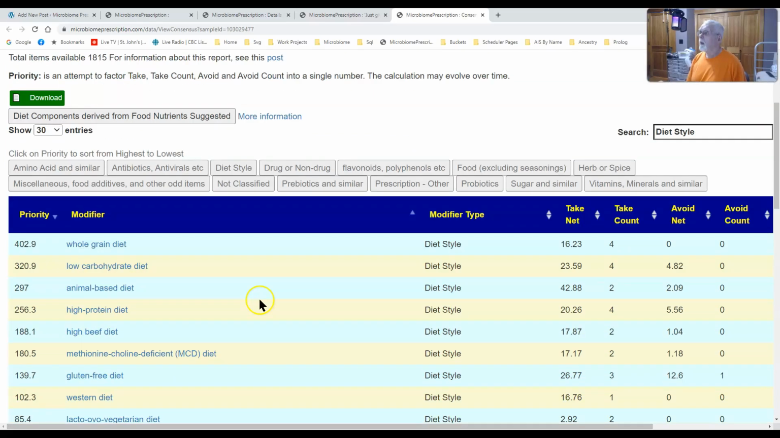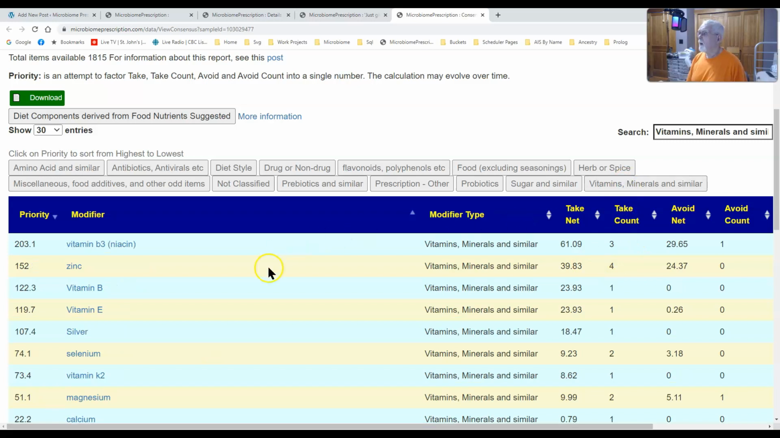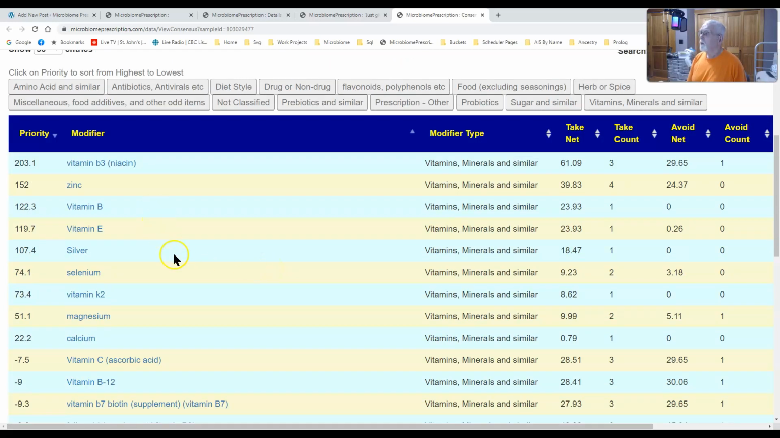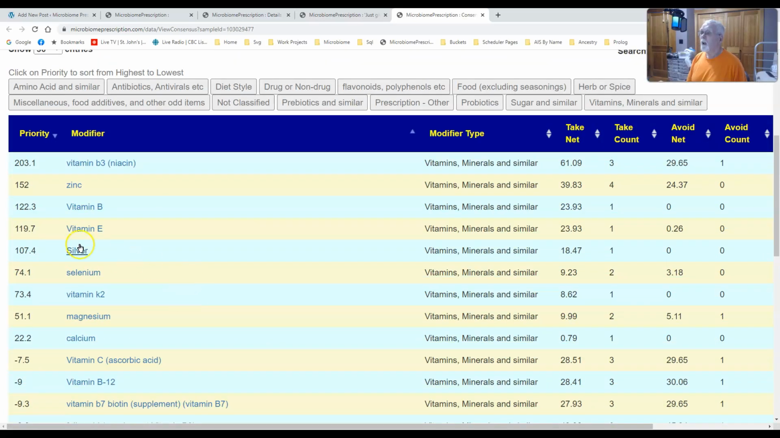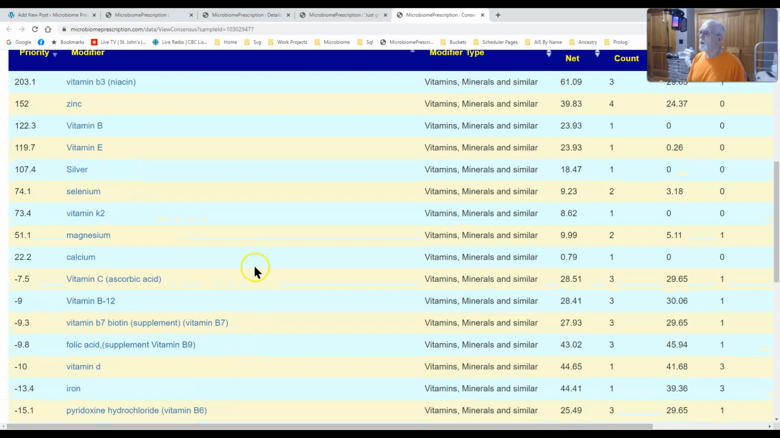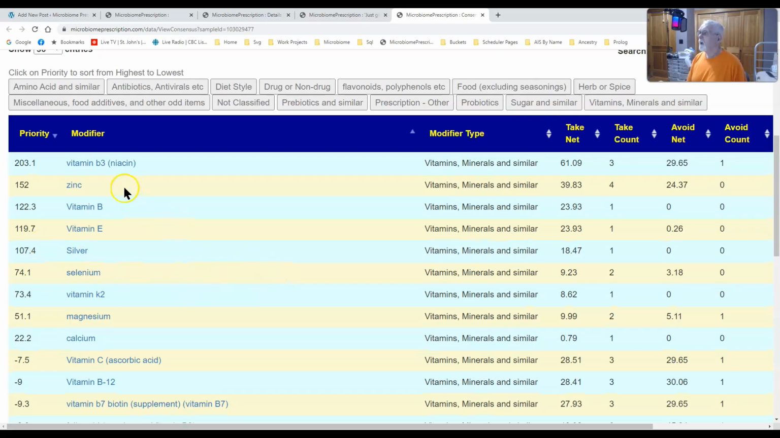Now let's go back up. And that was diet style. We can go in and take a look at other things. Let's take a look there, and we have vitamin B3, niacin, zinc, a couple of others, selenium, magnesium. Notice that all the B vitamins are sitting in the negative, except for this one. But my usual take is if we have something which is both positive and negative, like vitamin B is a B complex, but each individual B one is negative, that means forget the B complex, only do the niacin. Zinc could help.